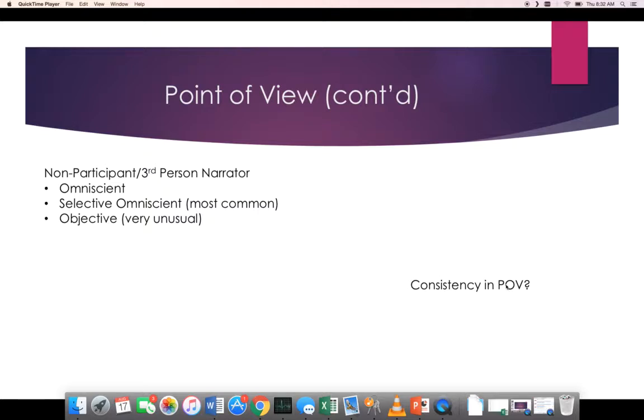So for the selective omniscient narrator, what this means is that the narrator knows the thoughts and feelings of really just one character, the main character. They can't know what anybody else is thinking or feeling inside their minds. They just know what the main character is thinking and feeling.